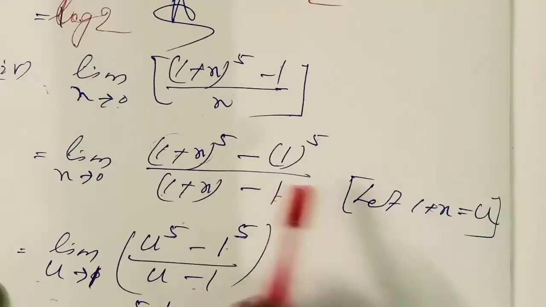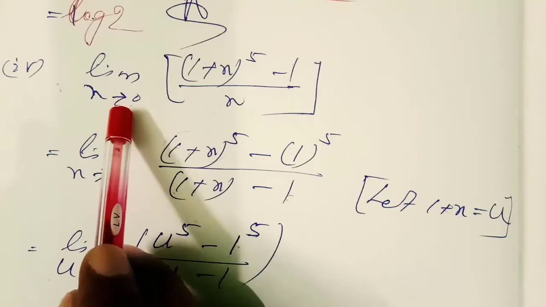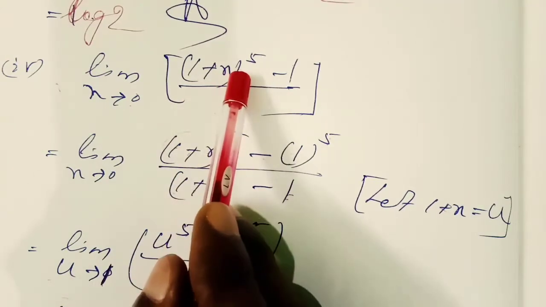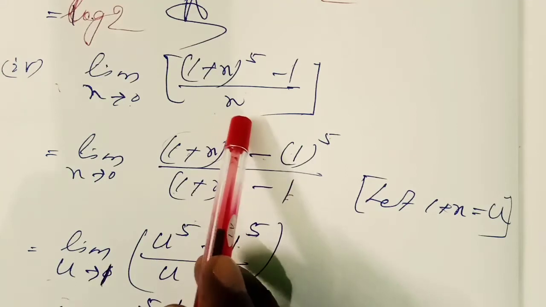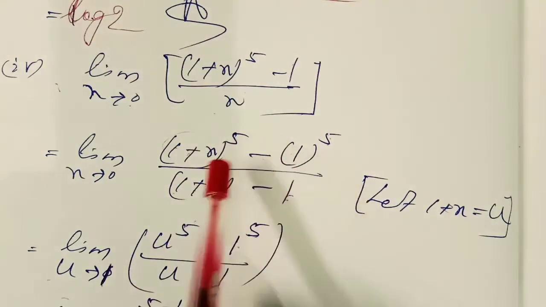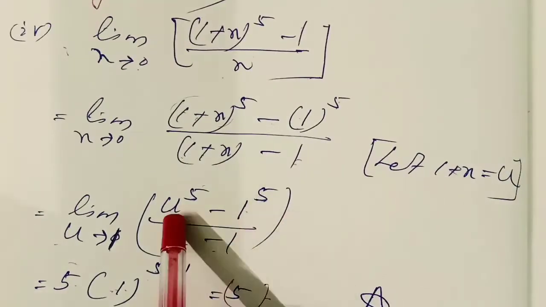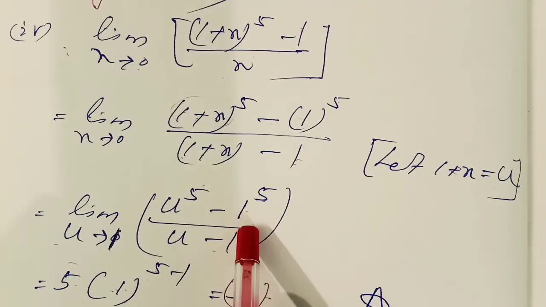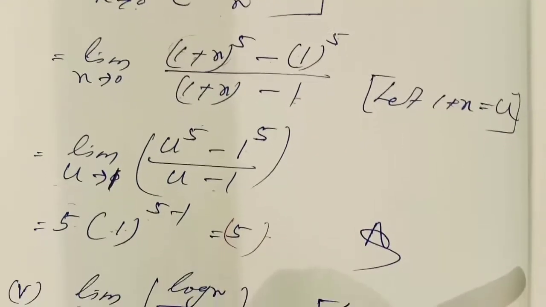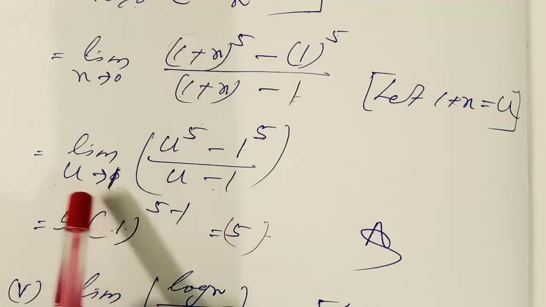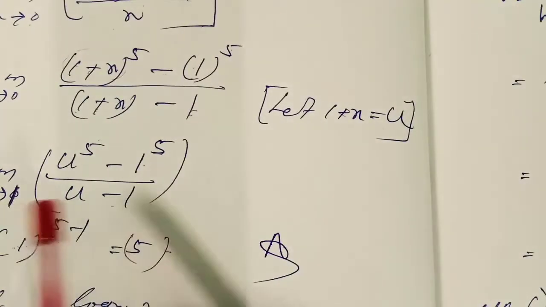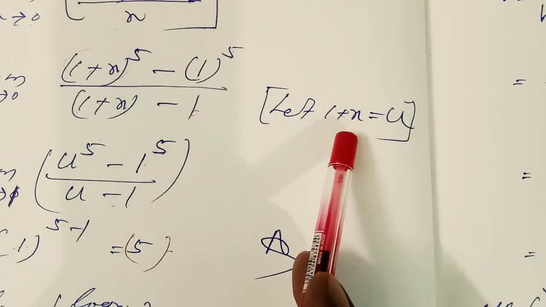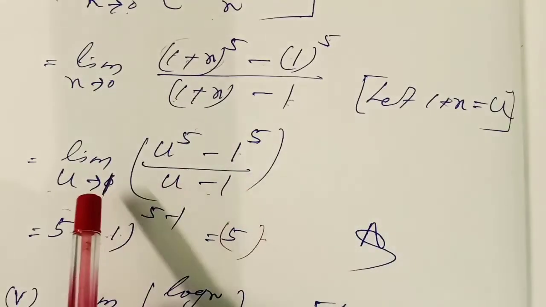Let us go to the fourth part of number 4. The question is given like this: limit x tends to 0, 1 plus x whole to the power 5 minus 1, by x. Taking 1 plus x as u, this will be u to the power 5 minus 1, and the denominator will be u minus 1. The formula: limit u tends to 1 if x tends to 0. If x is 0, u will be how much? 1. Therefore u tends to 1.